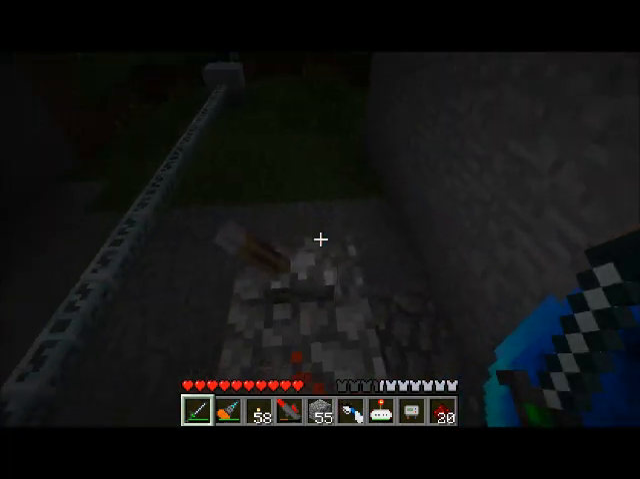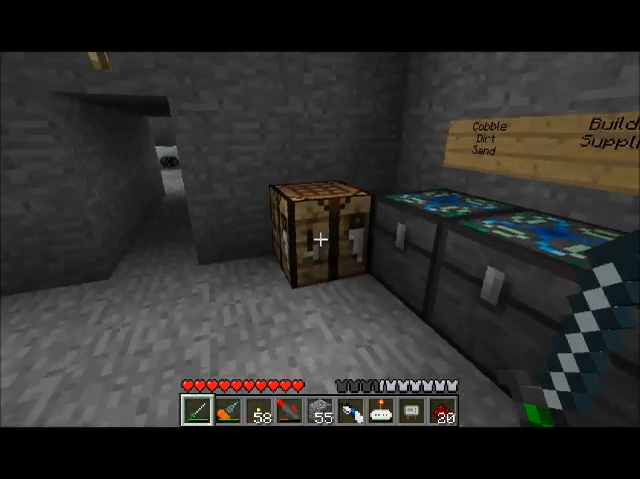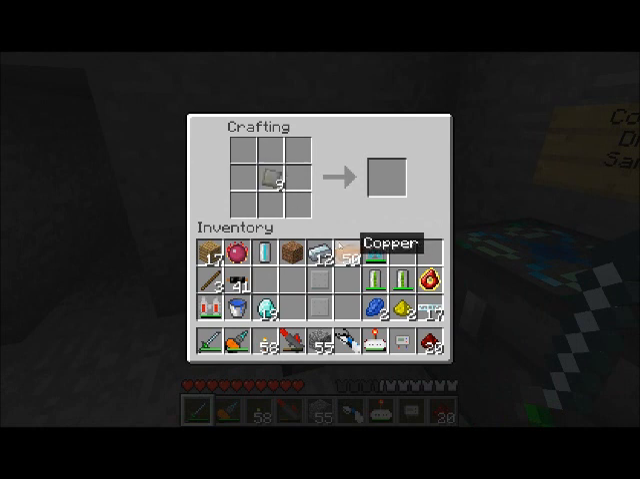So one more component I want to show you about this nuclear reactor, and I'll be right back to do it. Okay, so what's Direwolf going to build for us now?